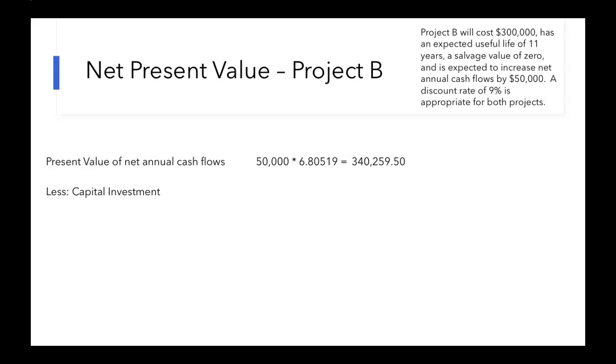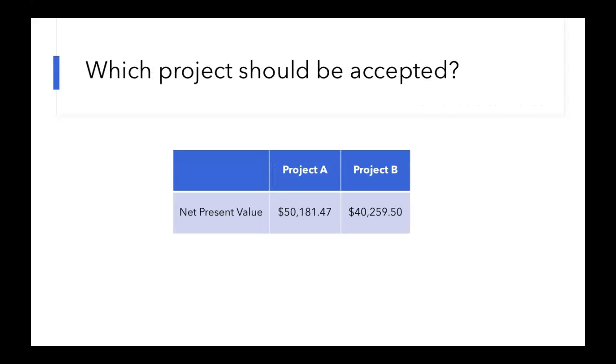Once again, we need to subtract out our capital investment. Our capital investment for project B is $300,000. So if we take the present value minus our capital investment, we get a net present value of $40,259. So now that we've found the net present values, we have to make the decision.